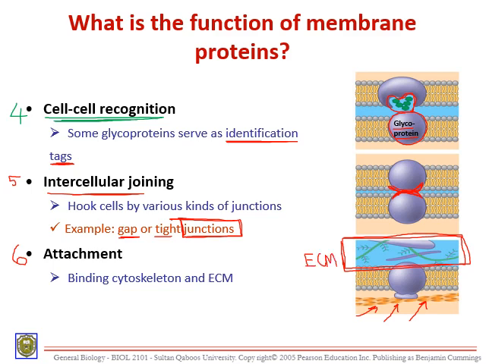So basically you see that this is, what is this? Is it an integral protein or a peripheral protein? Yeah, this is an integral protein. And this here is a peripheral protein. So you can see that the protein here acts as a link between the cytoskeleton and the extracellular matrix. All right, so these are the 6 functions of membrane proteins.